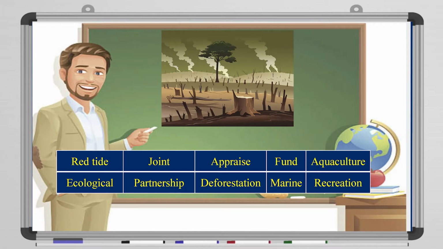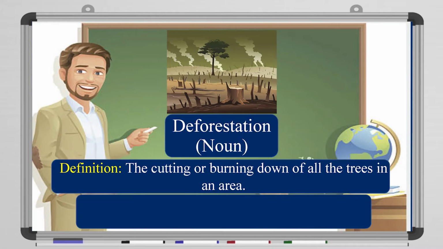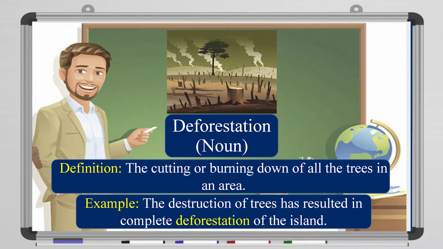This is a very sad picture of trees being cut down. So when we cut down trees or forests, what do we do to them? Exactly right, we deforest them. So deforestation is a noun, which means the cutting down or burning down of all the trees in an area. They usually do this to make place for buildings and more settlements. So for example, the destruction of trees has resulted in complete deforestation of the island. Did you get that one? Very good, excellent. Let's look at the next one.